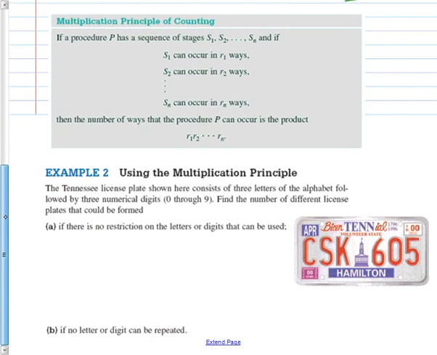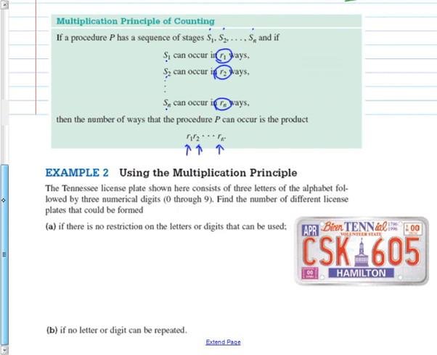Now mathematically, there is a way that we can calculate it without having to draw a picture. It's called the fundamental counting principle. It says if I have n different sets, and set 1 can be arranged in R1 ways, and set 2 in R2 ways, and set n in Rn ways, then to get the total number of ways, I simply multiply them all together.